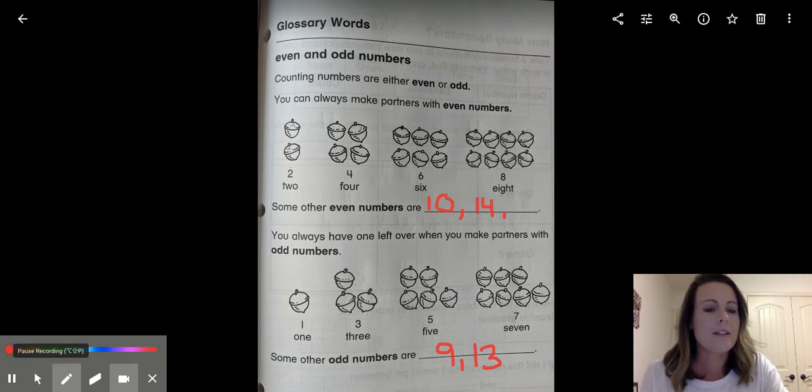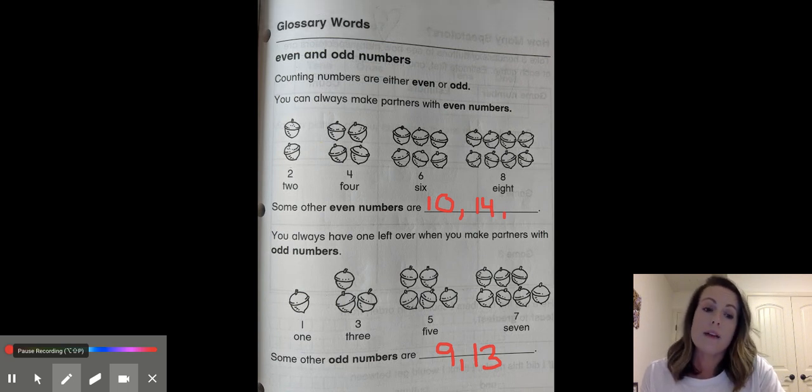Now what I would like you to do is to go get your visual journal or your math journal, whichever one you'd like, and you are going to do a little page on identifying different numbers and whether they're going to be even or odd for some extra practice. So go grab that visual journal of yours, and I'll meet you right back here.